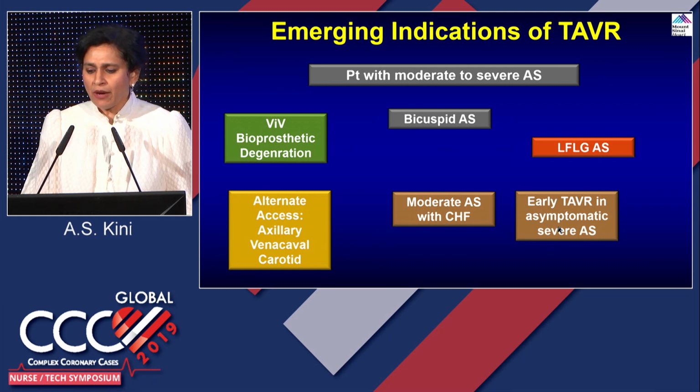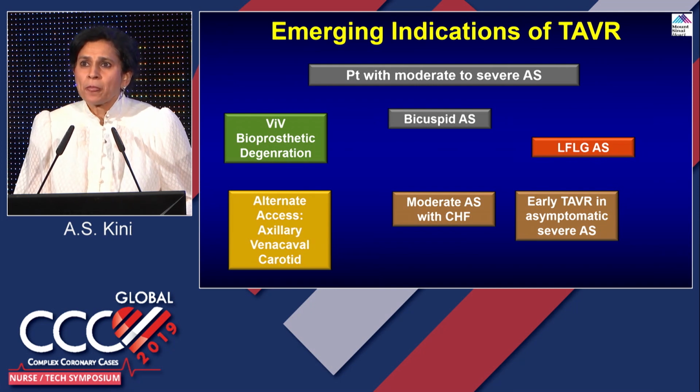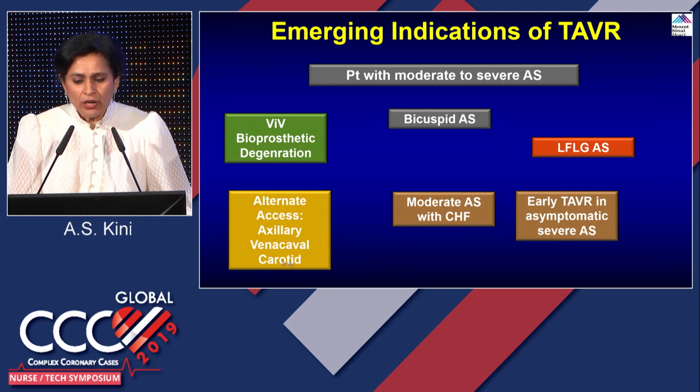It's the same that you have AS, but asymptomatic. Would this patient benefit? Early means the same: you don't wait for symptoms. Can you do TAVR? Would their life expectancy change? And alternate access.